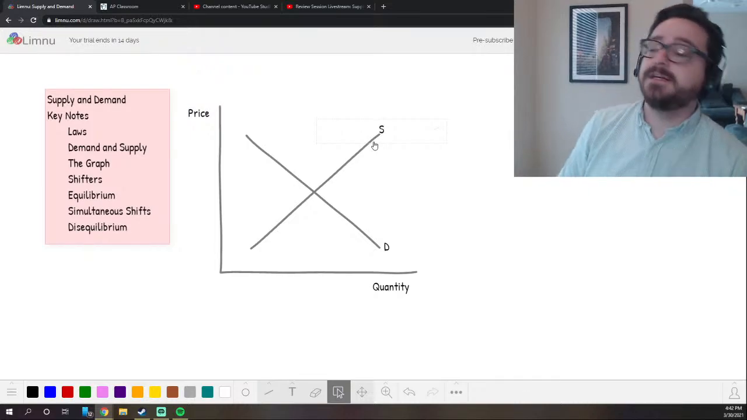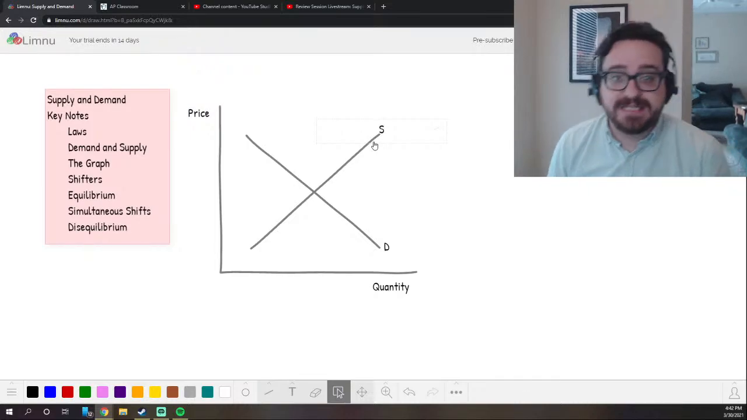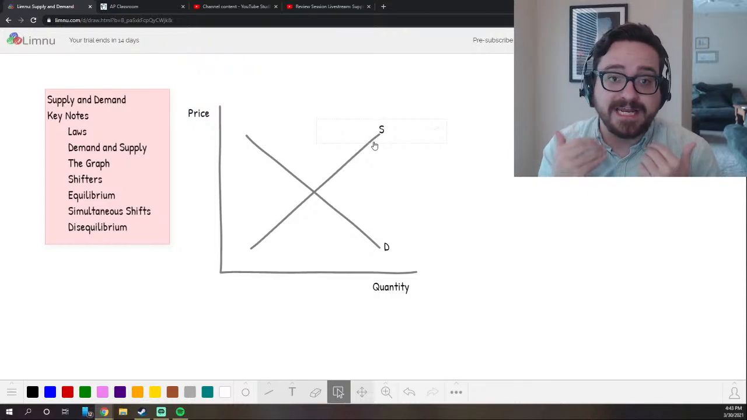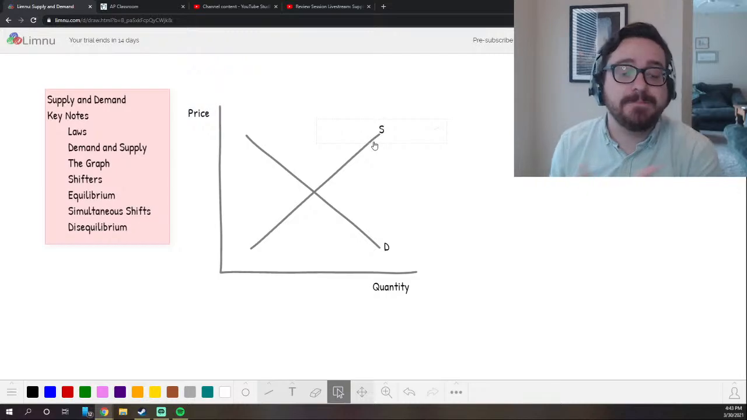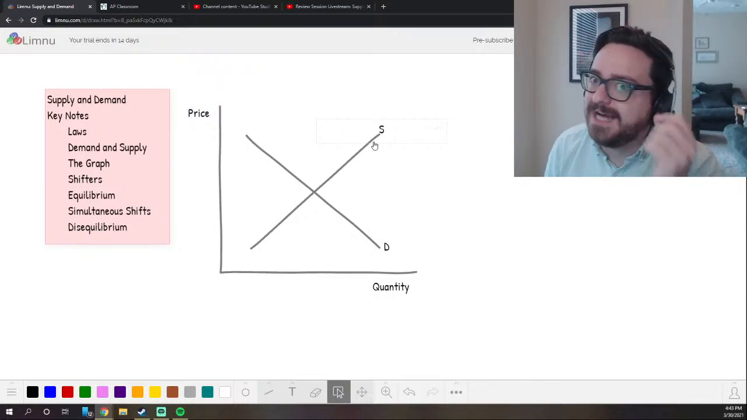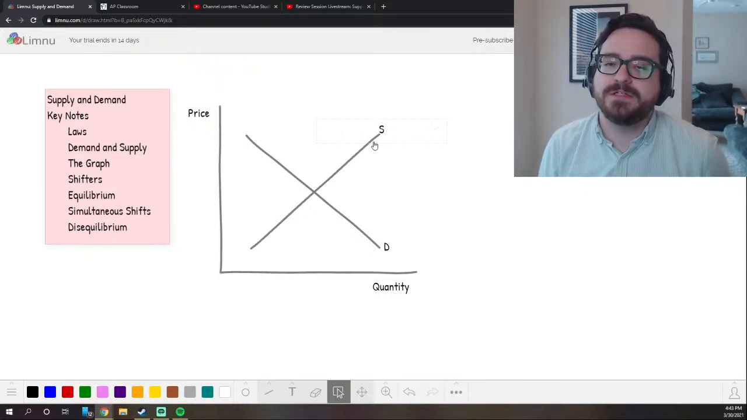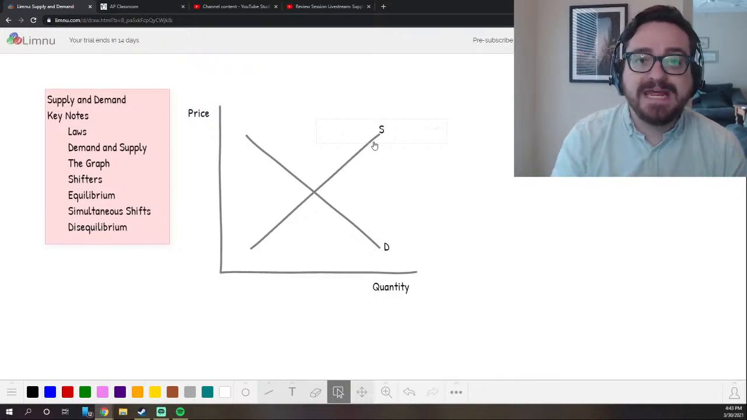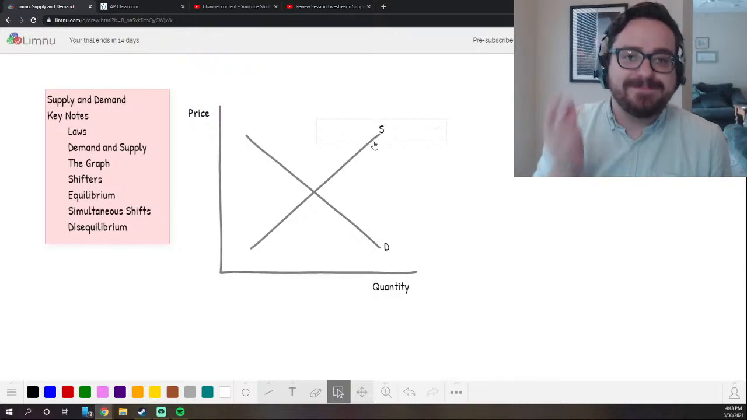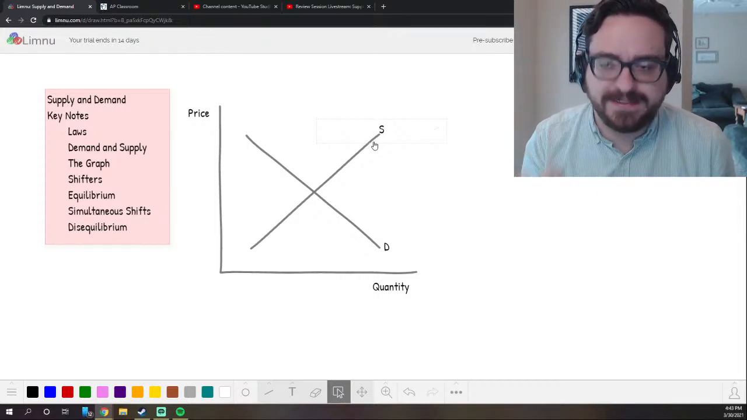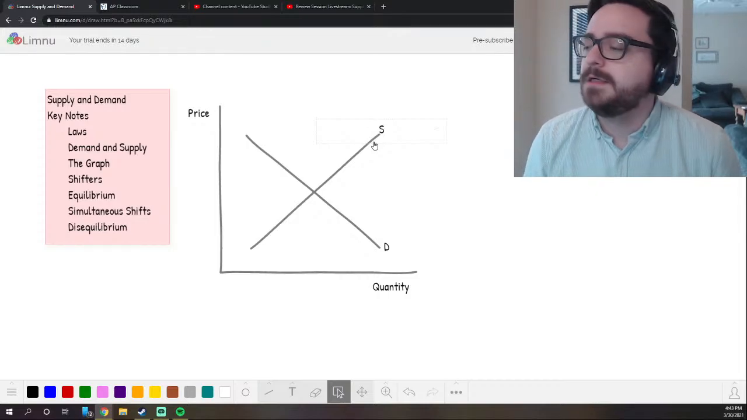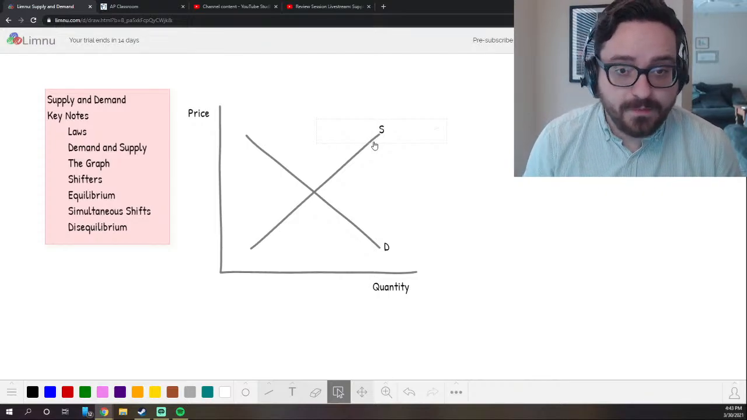In this class, and in economic terms, when we're talking about supply, it is the desire and ability of businesses to produce and sell their good. Basically, it's how badly they want to make and sell it. It is not the amount of it, it's how badly they want to get rid of it, to make it and then sell it. Same way that demand is how badly we want to buy it. Demand is not the amount of the thing we want to buy, it's how badly we want to buy the thing. Supply works the exact same way.